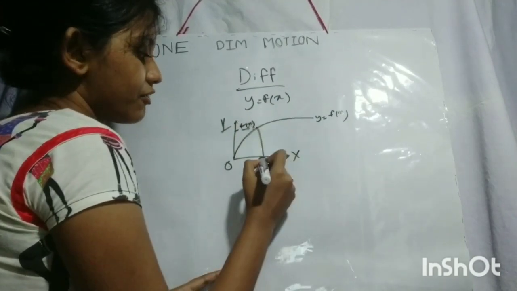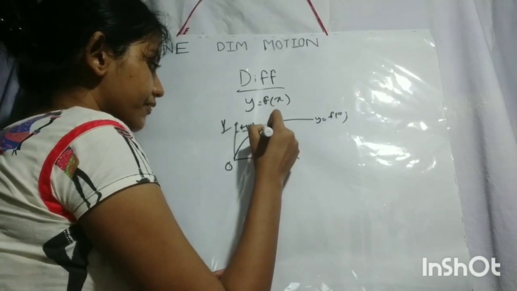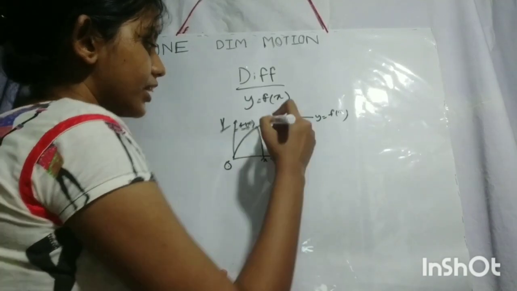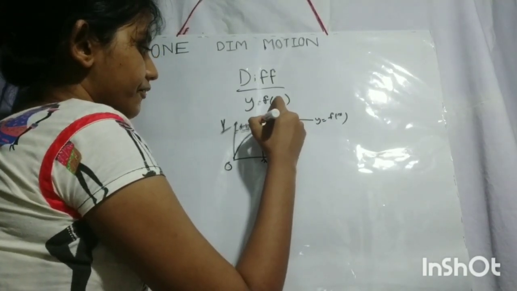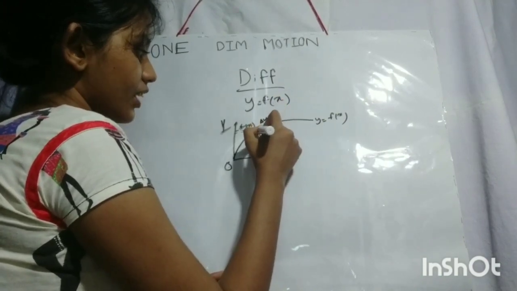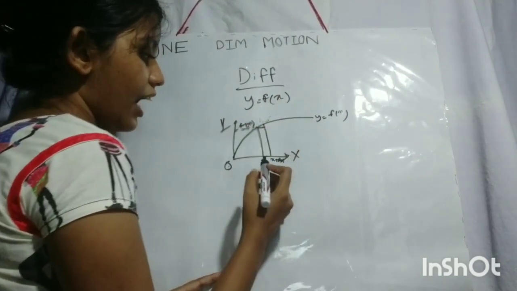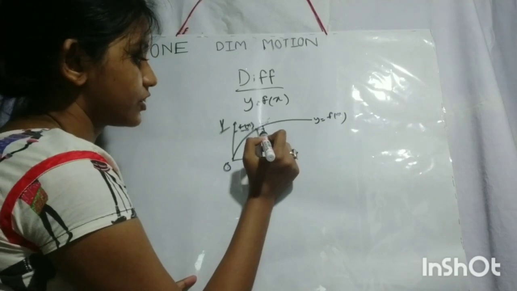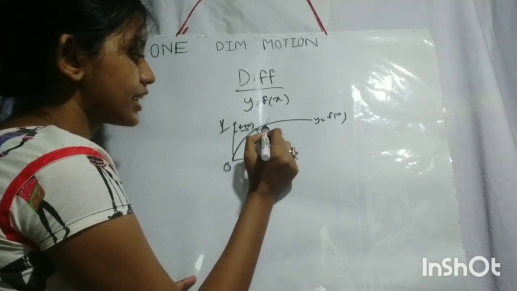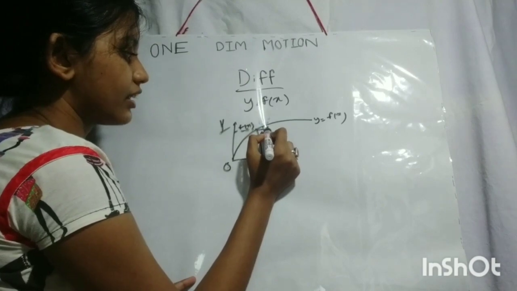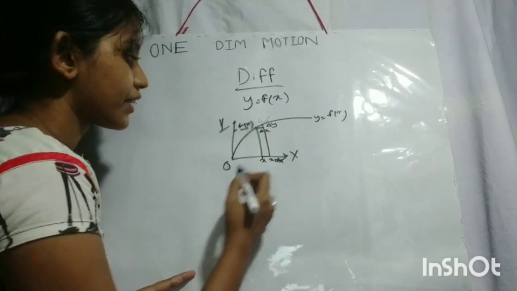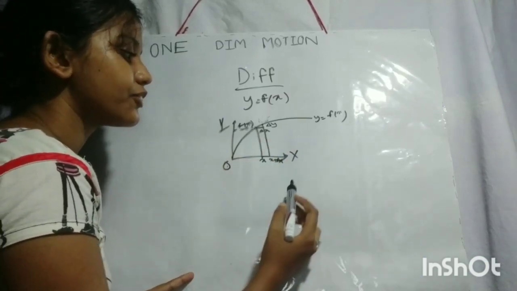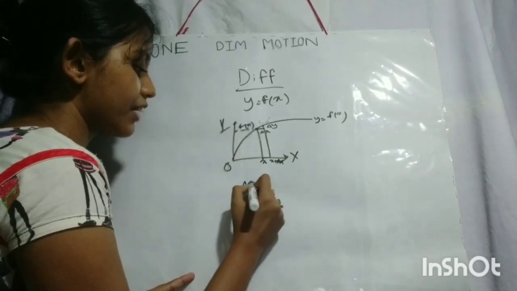Now for the increment of x to x plus delta x, this point is x plus delta x, and for this increment there is an increment along the y-axis. So here the increment of x is delta x, and here the increment of y, let's term it as delta y. So the increment of y with respect to x is delta y by delta x.